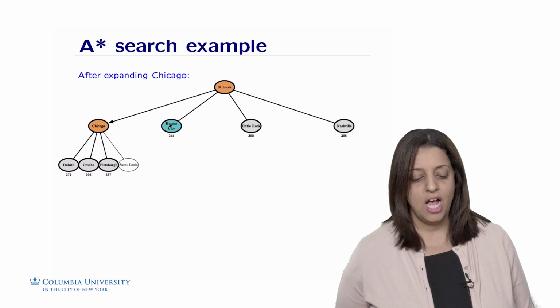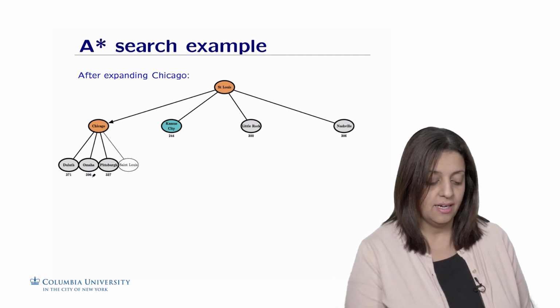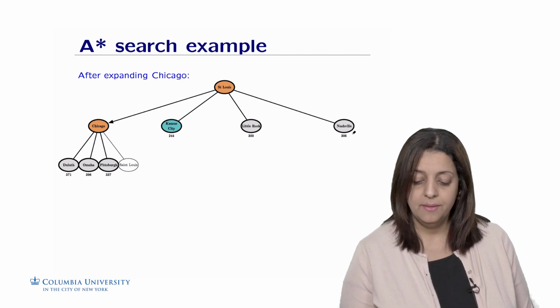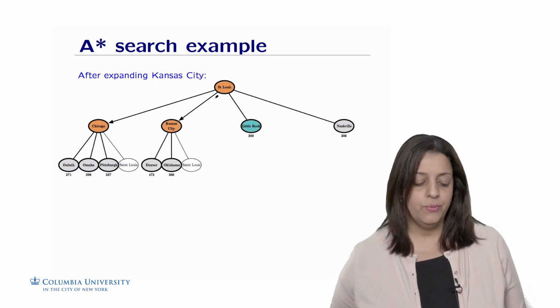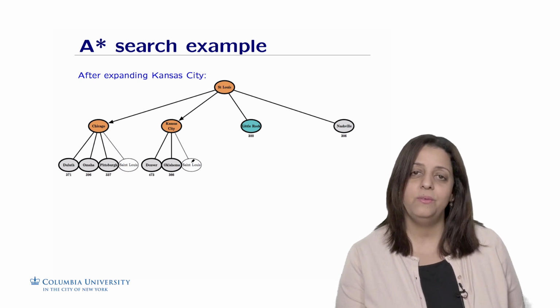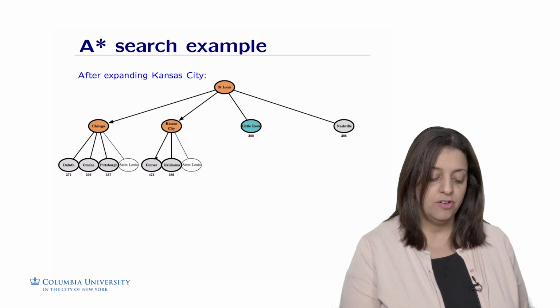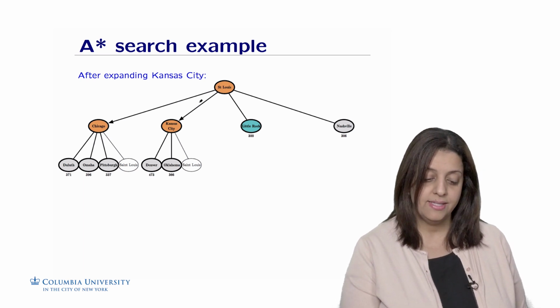We do a similar job in doing g of n plus h of n, and we get the distances that are actually represented here. Next, we're going to explore Kansas City. We include in the fringe Denver, Oklahoma. We don't include St. Louis because it's already explored. We calculate the distance for Denver and Oklahoma as the real distance between St.